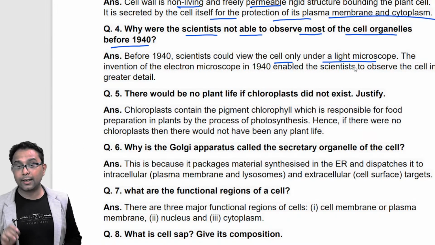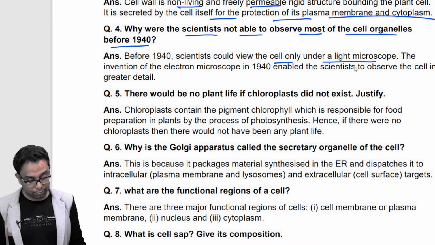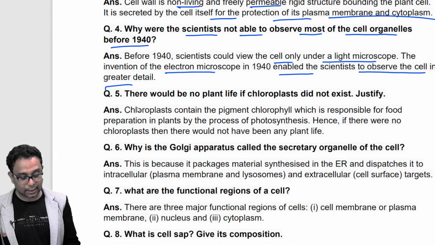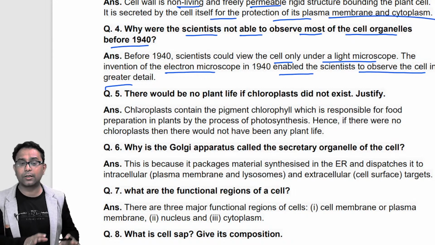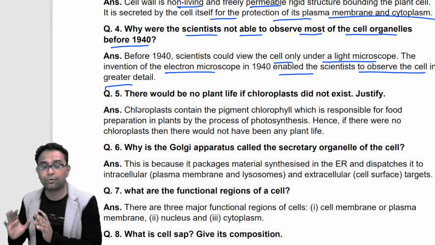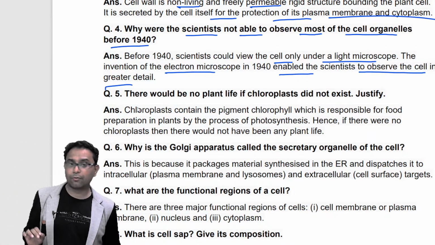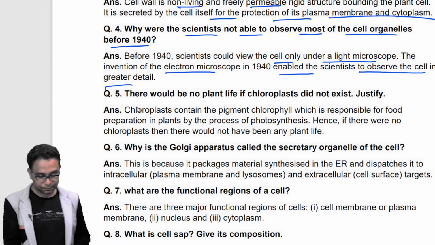But the electron microscope was invented in 1940. 1940 is the time when the invention of the electron microscope took place, which enabled scientists to observe the cell in greater detail. Already you know that we have all the information about the cell. It is possible due to the invention of the electron microscope. Otherwise, we would not know the internal structure of the cell organelles.